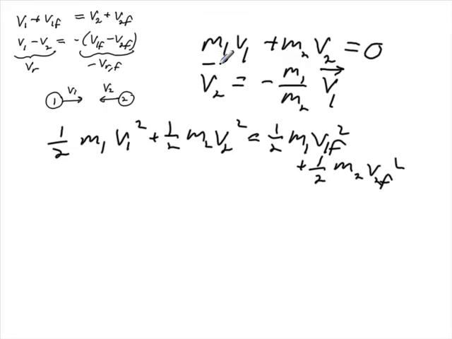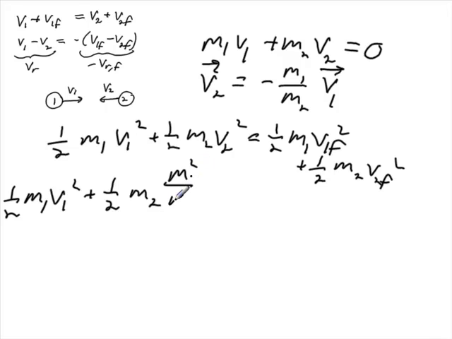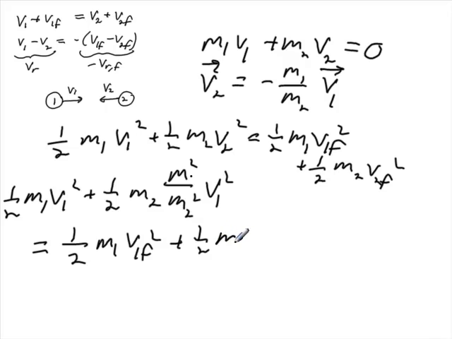This is a vector equation, and it works always. So what that tells me is that 1/2 M1 V1 squared plus 1/2 M2 times M1 squared over M2 squared V1 squared equals 1/2 M1 V1 final squared plus 1/2 M2 M1 squared over M2 squared V1 final squared.